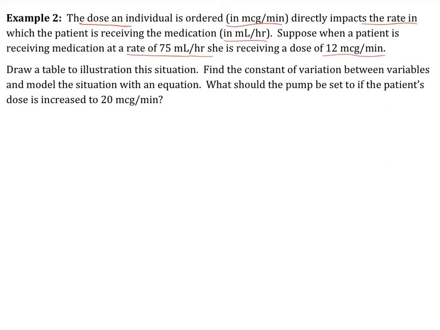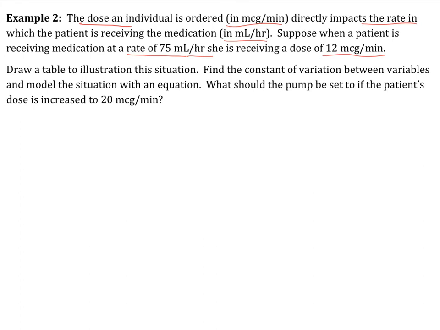I once again want to just very quickly draw a table, find that constant of variation between the variables, and model this with an equation. Once I have that, I can address this question. What's the pump need to be set at so that the dose is increased to 20 micrograms per minute? A lot of things going on here.